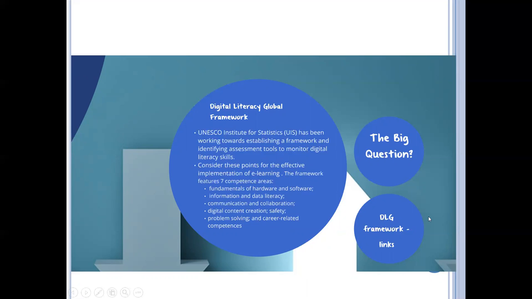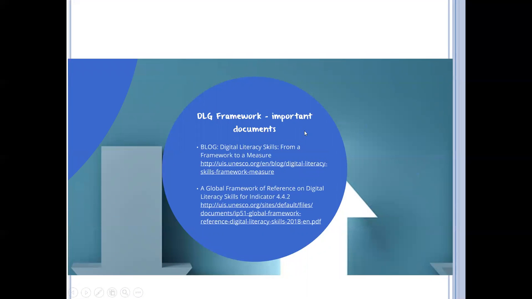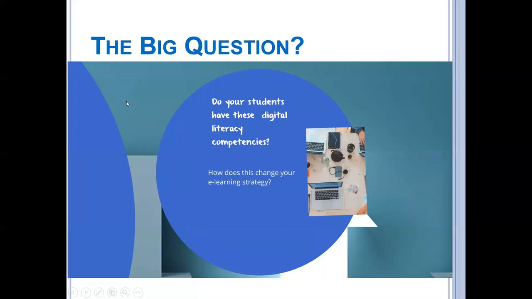So let's see the DLG framework. These are some important documents that you can read on your own. There's a blog called Digital Literacy Skills from a Framework to a Measure, and that's actually analyzing the entire framework from UNESCO. And the framework itself, a global framework of reference on digital literacy skills for indicator 4.4.2. This is a PDF document that you can peruse to understand more about digital literacy. Now the big question, do your students have these digital literacy competencies?